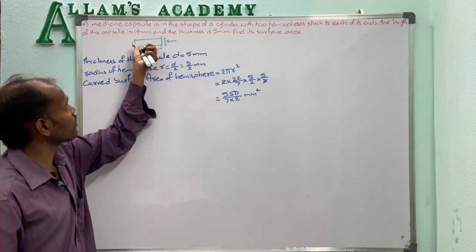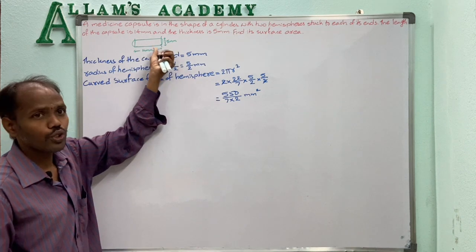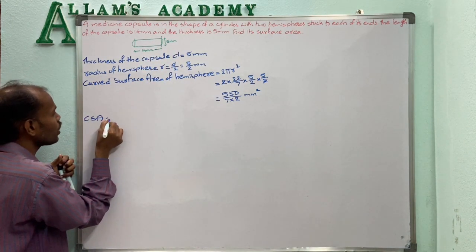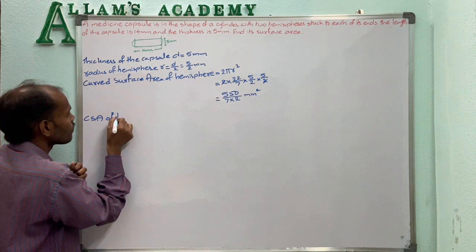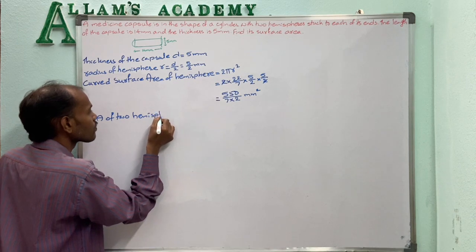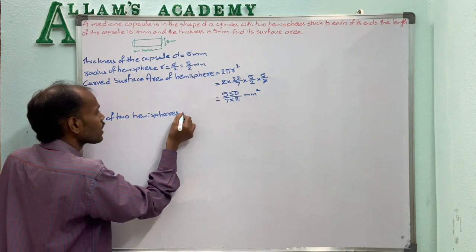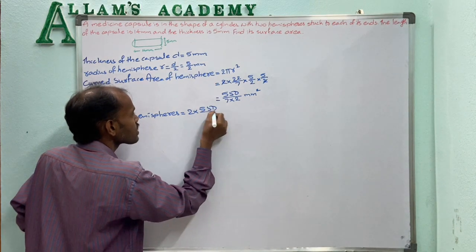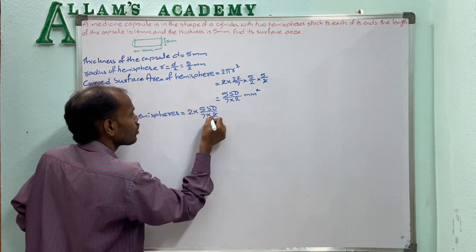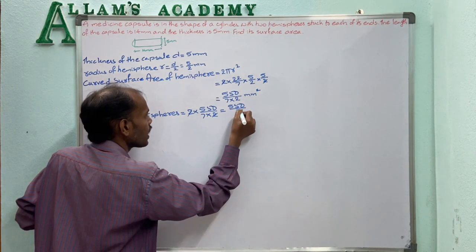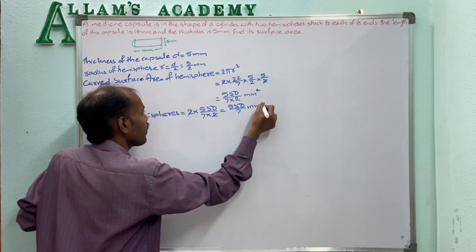But as observed in the capsule, we have two hemispheres there. So the curved surface area of two hemispheres is nothing but 2 into 550 by 7 into 2. So 2 gets cancelled, that means 550 by 7 millimeter square.